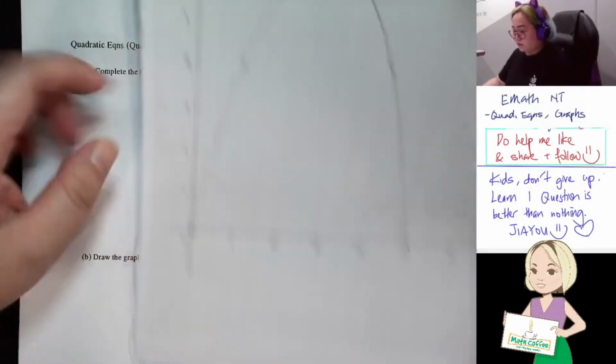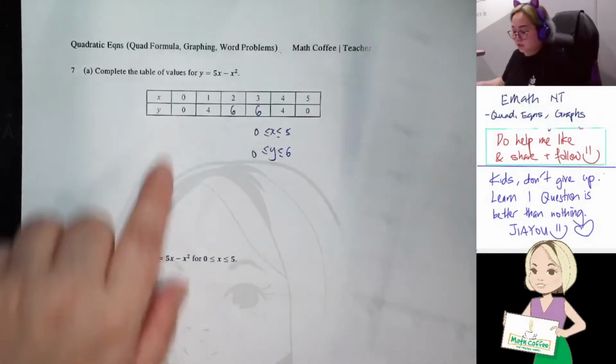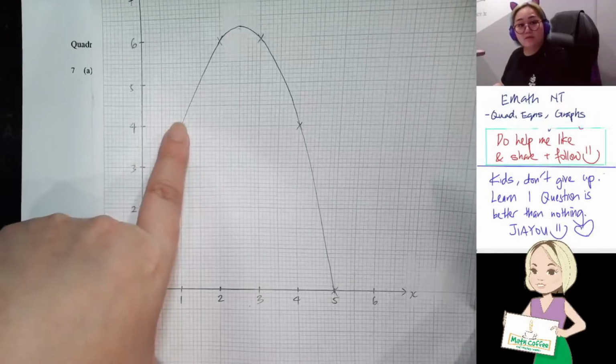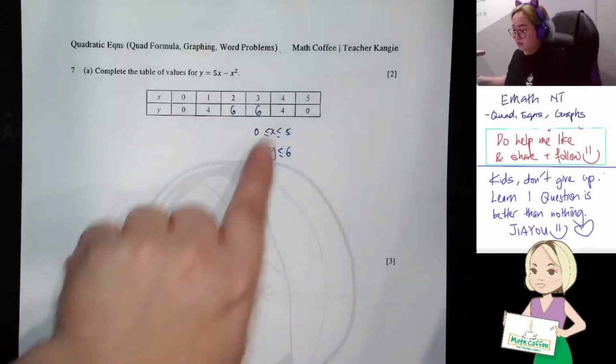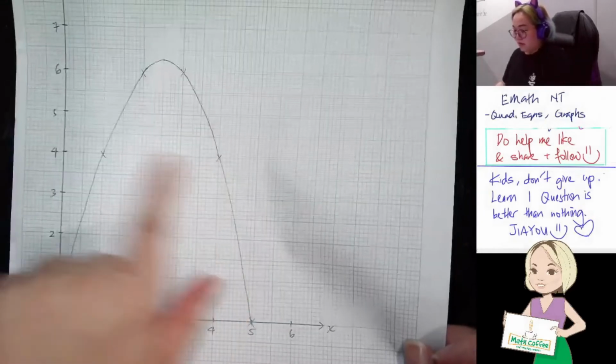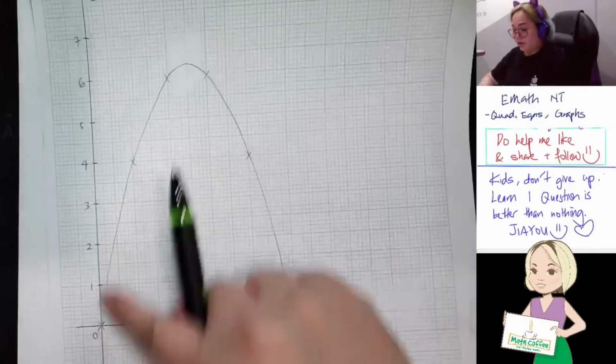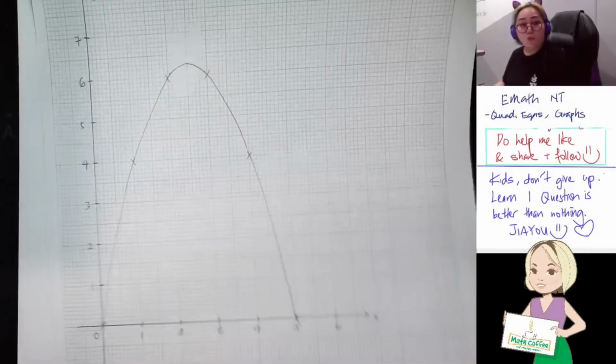And let's plot the points. So we have 0, 0. 0, 0 is here. 1, 4. So always read the x-axis first, 1 and 4. 2, 6. 3, 6. 4, 4. And 5, 0. So I have all these points, then join them and form the quadratic curve.